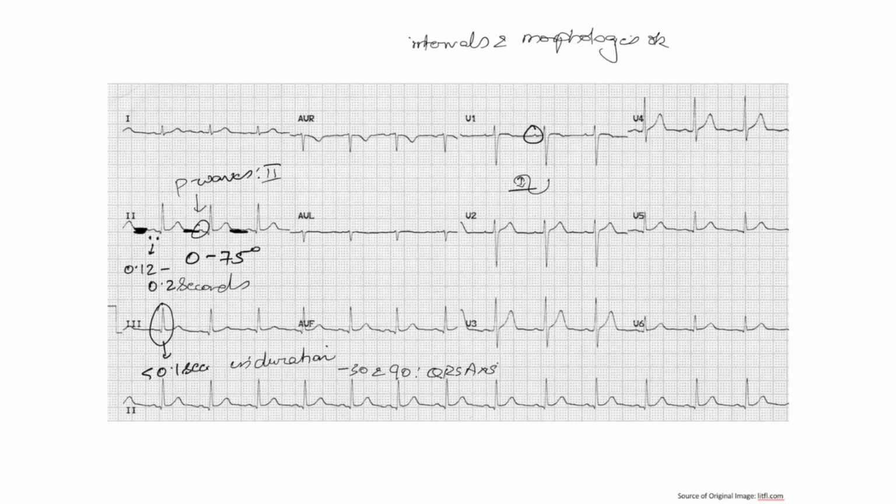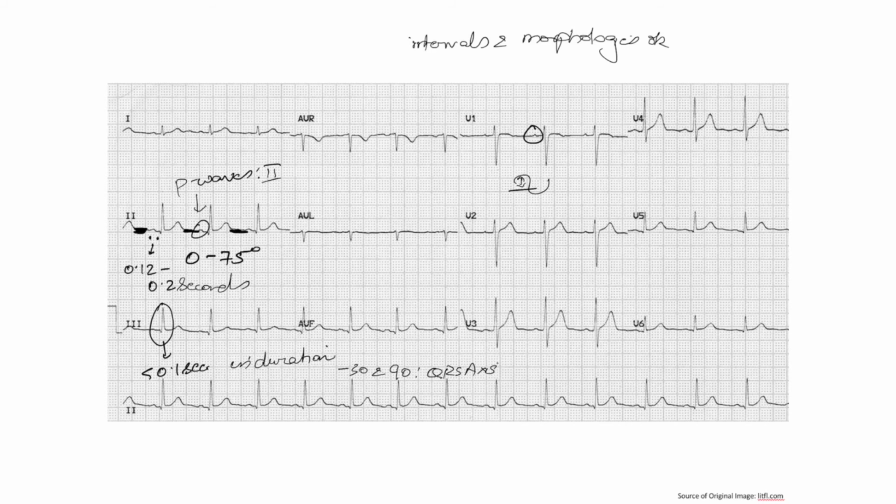V4, V5 would be contiguous because they're placed next to each other, even though one is an anteroapical lead and the other is a lateral lead. V5, V6 would be contiguous. So essentially, leads that are next to each other are contiguous leads.